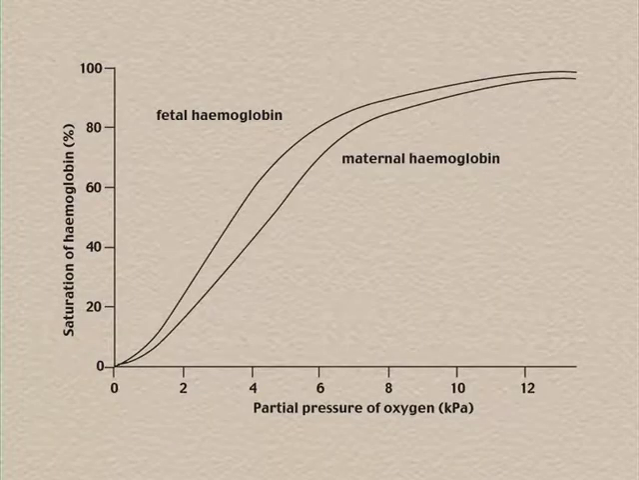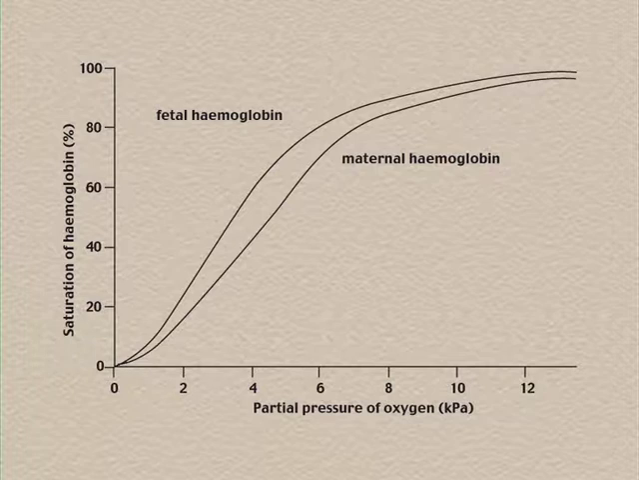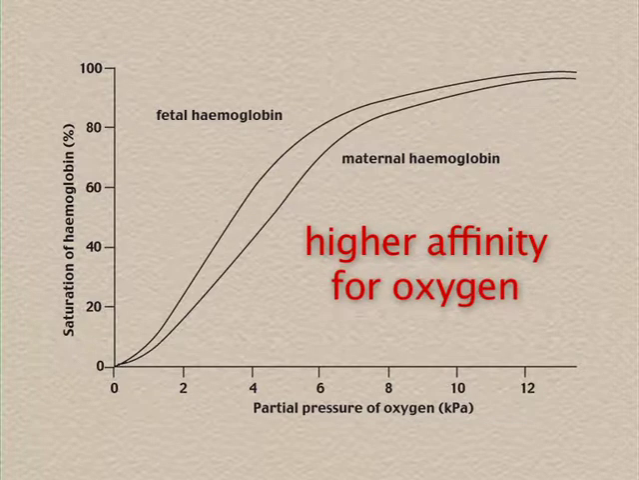The fetal hemoglobin, made from 2 gamma and 2 beta polypeptide chains, has a higher affinity for oxygen than the maternal hemoglobin, made from 2 alpha and 2 beta polypeptide chains. This graph shows the oxygen dissociation curve for maternal and fetal hemoglobin. The curve for the fetal hemoglobin is to the left of the curve for maternal hemoglobin, showing that fetal hemoglobin has a higher affinity for oxygen.